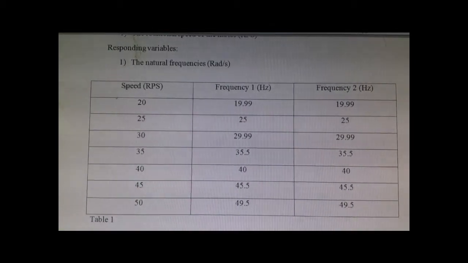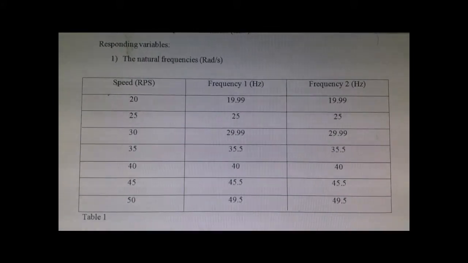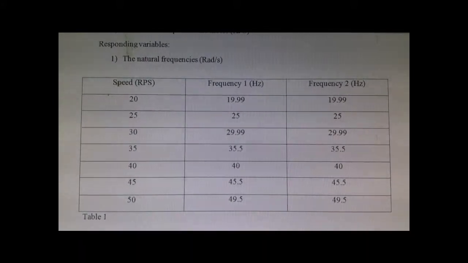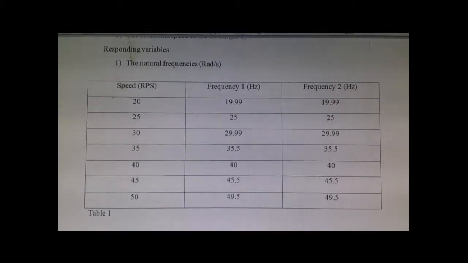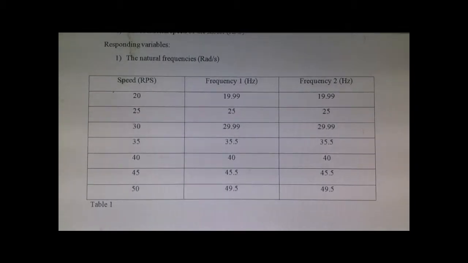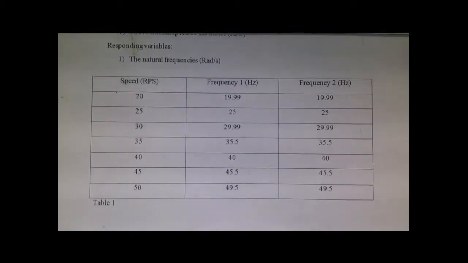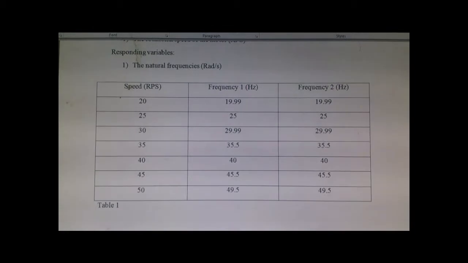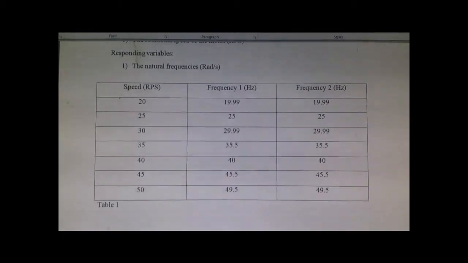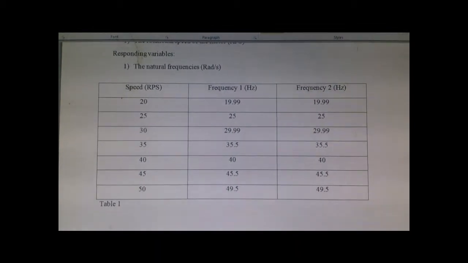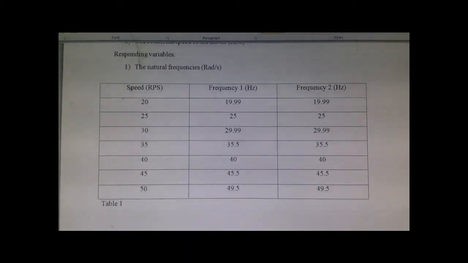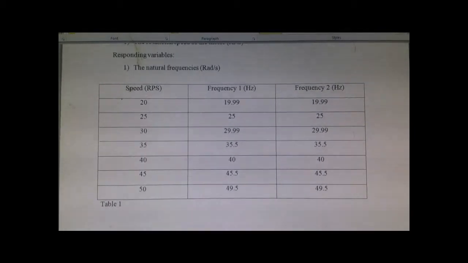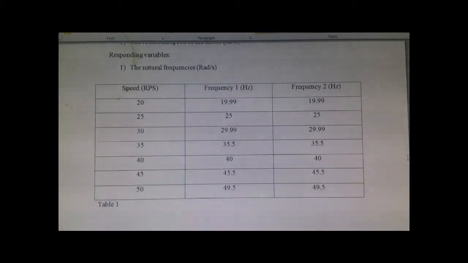This is the result we obtained from the DasyLab setup for objective 1. Based on the overall results, we can observe that the natural frequency increases as the rotational speed of the motor increases from 20 to 50 RPS. The natural frequency increases because as the rotational speed increases, the rotational force of the motor increases, and the force makes the system vibrate more frequently. We can conclude that the natural frequency of a forced vibration system depends on the force applied to the system.